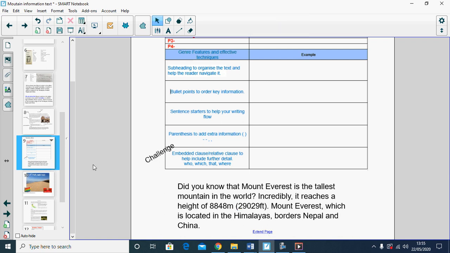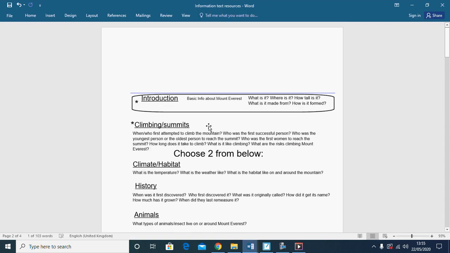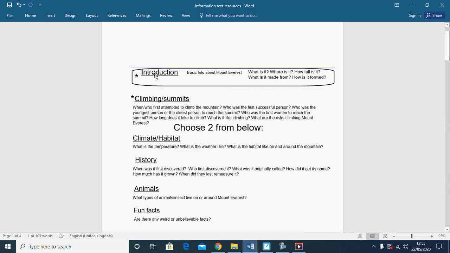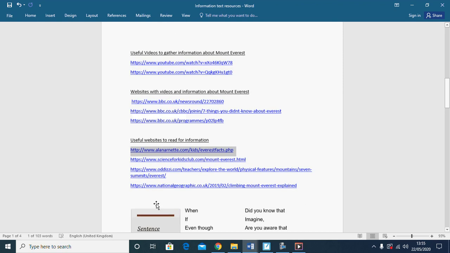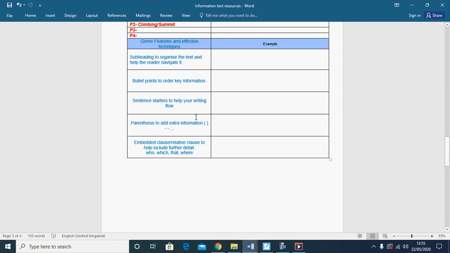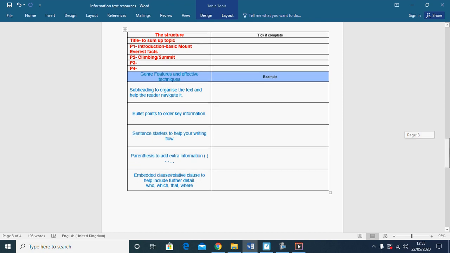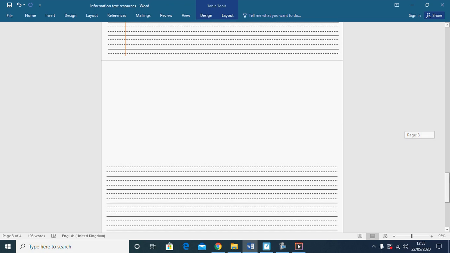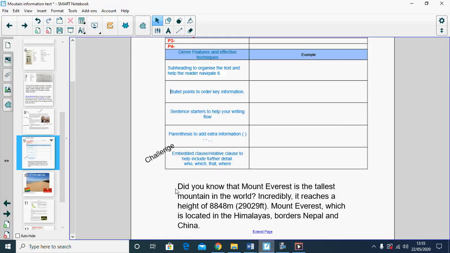Fab. Right, so I'll just show you the resources that I've given you this week. So this is just explaining that you need to do your introduction, what you could find out for your introduction, climbing, what you could research, so you have to do those two non-negotiables, and then choose two below that you research. Absolutely loads of places to gather your information from, your sentence openers, just a reminder of what you could try and include in your success criteria. And then your publishing paper, which has jumped around. I will sort that out. Okay, so you could publish it on publishing paper, or you could publish it on Word.